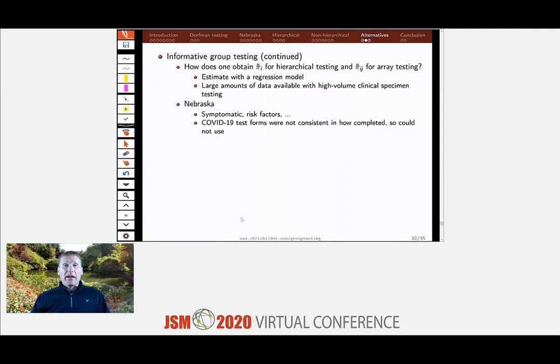Now, with respect to Nebraska, we've actually tried to implement this. We have information on anybody who's being tested. Do they have symptoms? Do they have particular risk factors? Unfortunately, as of right now, we have not actually implemented it. And that is not a statistical issue, but rather how the information was being collected that caused us problems. This was back in May and June when we tried to do this. But now some of these logistical issues have been solved, and we're looking into actually implementing this in clinical practice now.